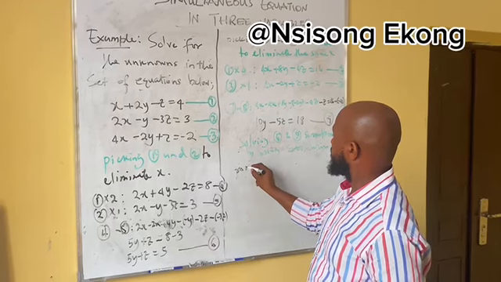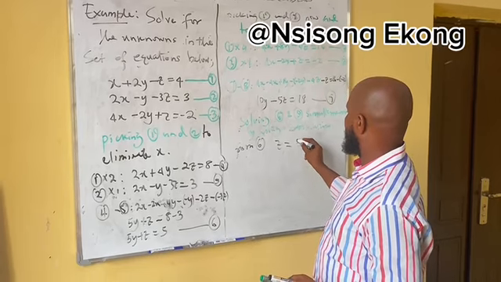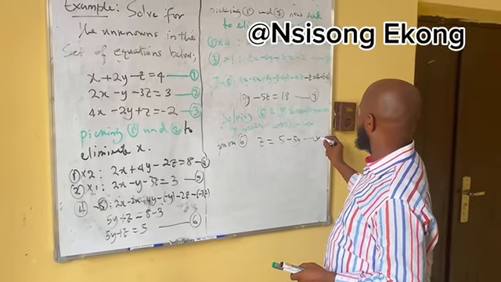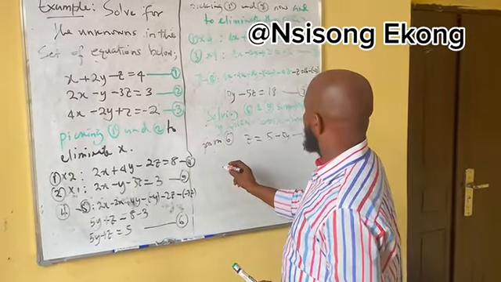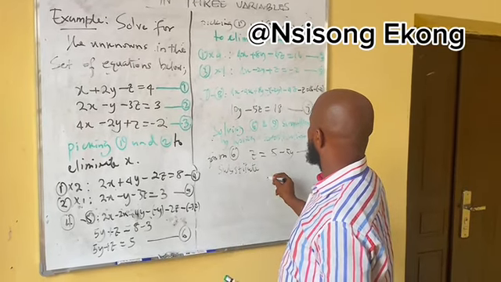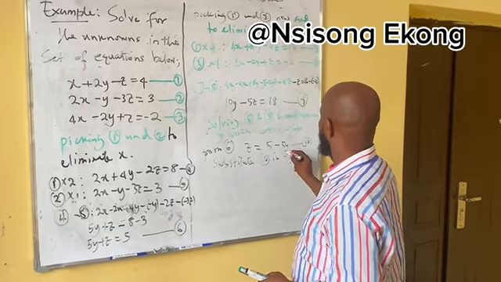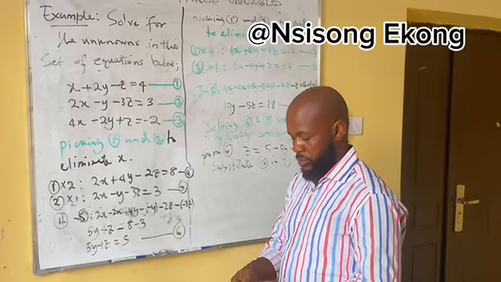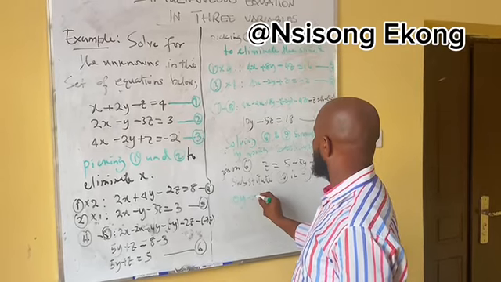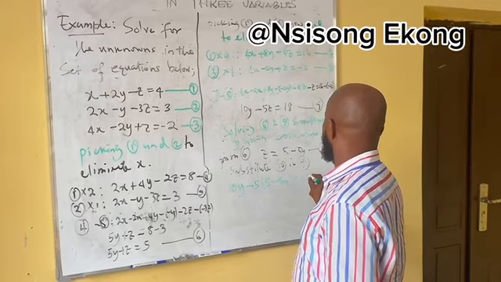Except from equation 6, we can say that z equals 5 minus 5y. Call that equation 10. Then we substitute equation 10 in equation 9, so that we have 10y minus 5 into 5 minus 5y equals 18.